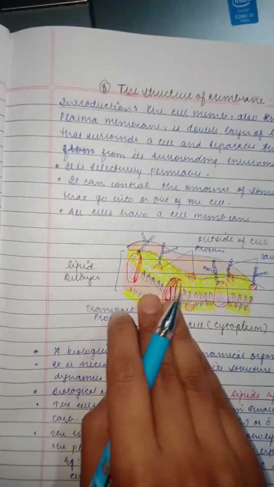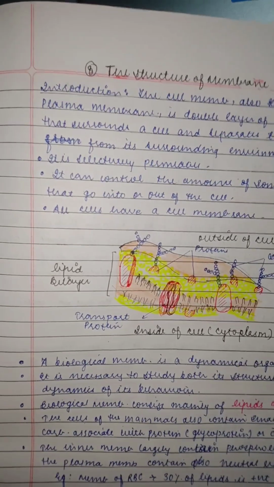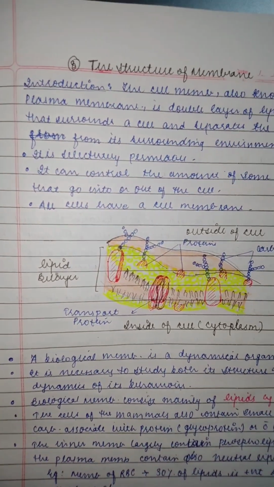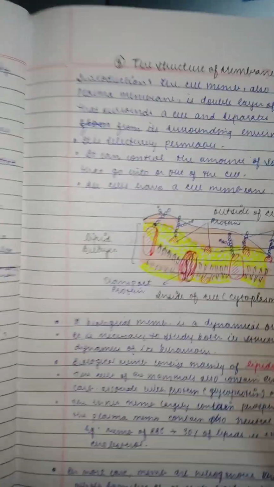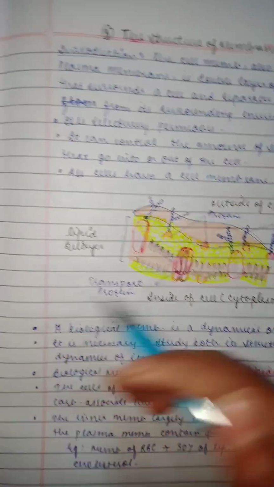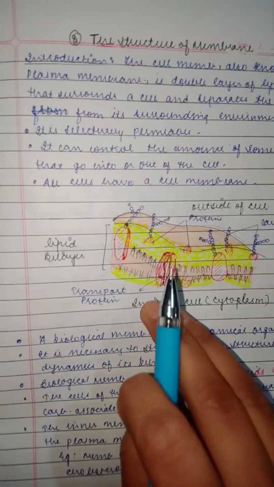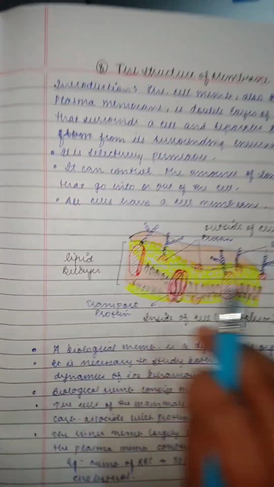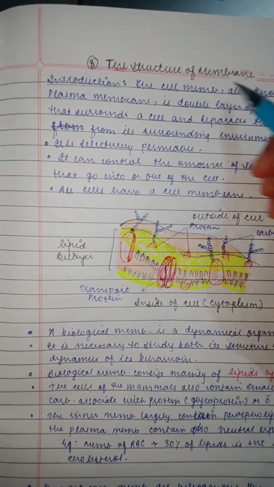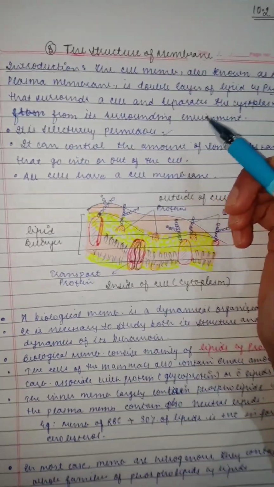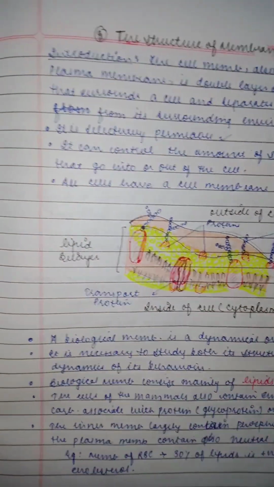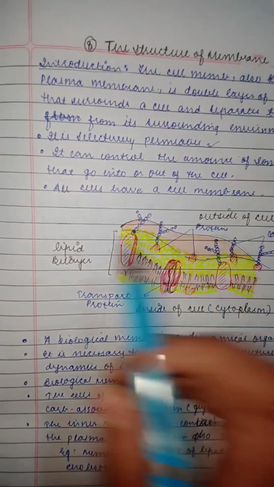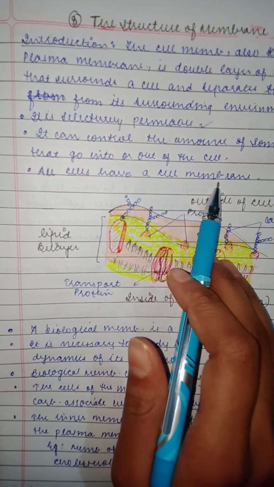We know that the cell membrane, also known as the plasma membrane, is a double layer structure which is made up of lipids and proteins. It surrounds the cell and separates the cytoplasm from its surrounding environment. This cell membrane is selectively permeable, which means it can control the amount of substance which can come in and go out. All cells have cell membranes.